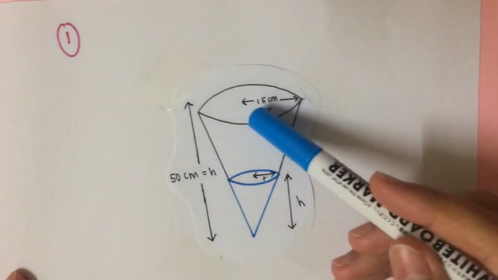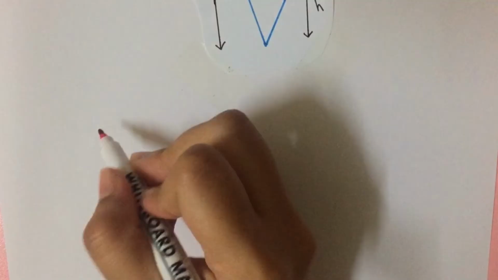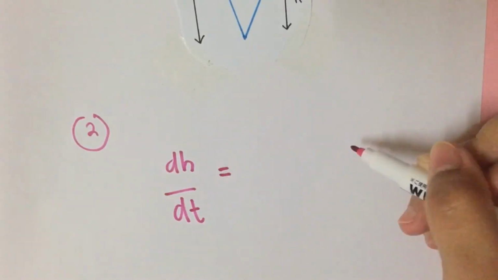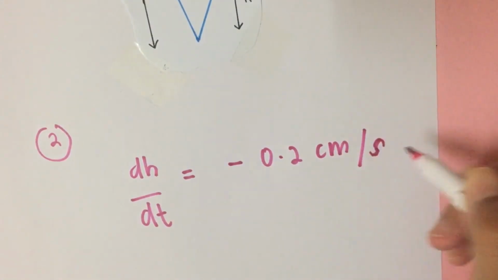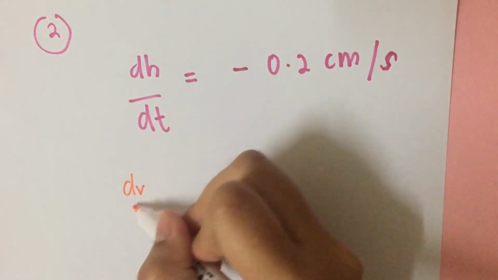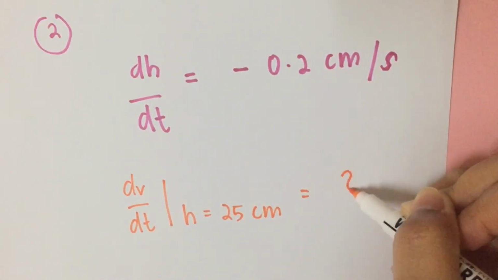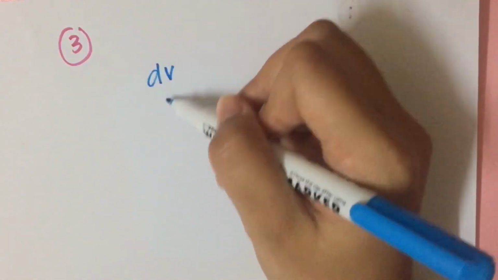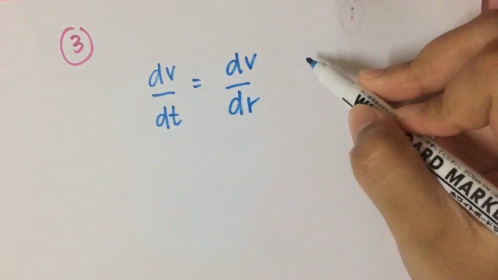For the problem solution, first we have to draw a diagram of a cone and label all the quantities given in the problem. We have the rate of change of height, which is dh/dt equal to negative 0.2 cm per second. It's negative because it's falling. To find how fast the tank is losing water, we use dV/dt when h equals 25 cm. Next, we have to multiply dV/dr with dr/dt to get dV/dt.